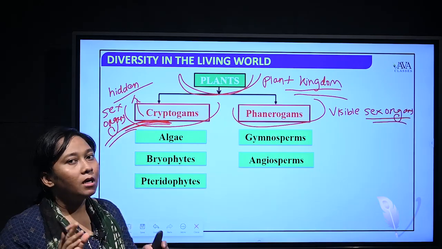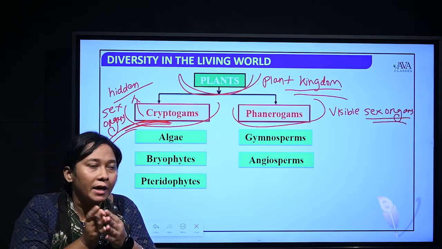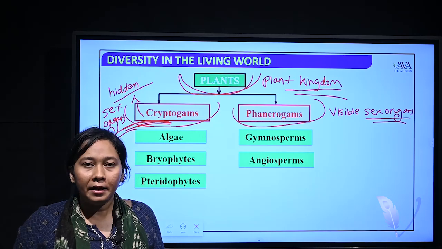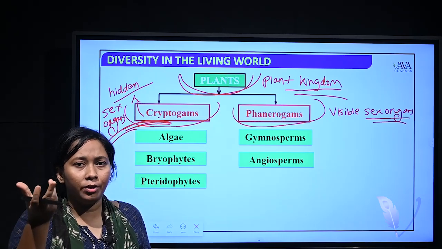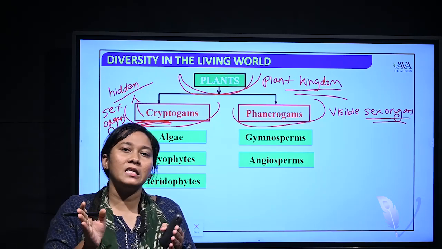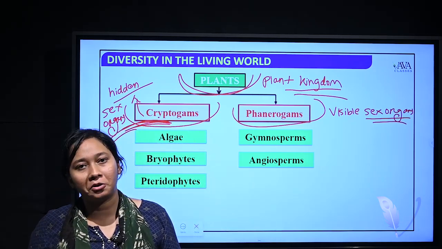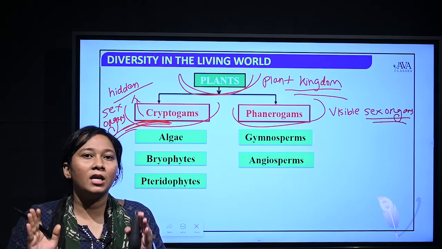Cryptogams means you cannot see their sex organs, but in phanerogams you will see visible sex organs. It means when you are looking at a flower, you can easily recognize what is its male reproductive organ and what is its female reproductive organ. You can easily recognize or not?